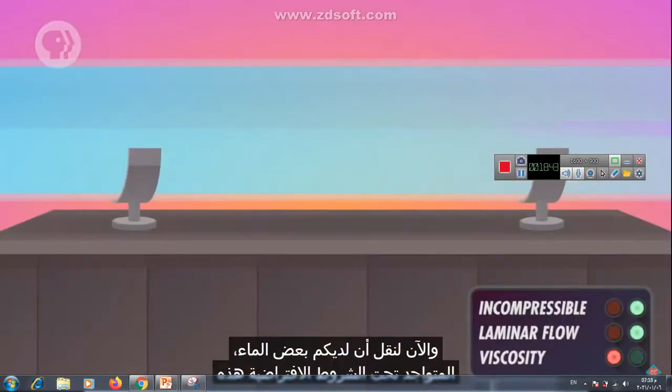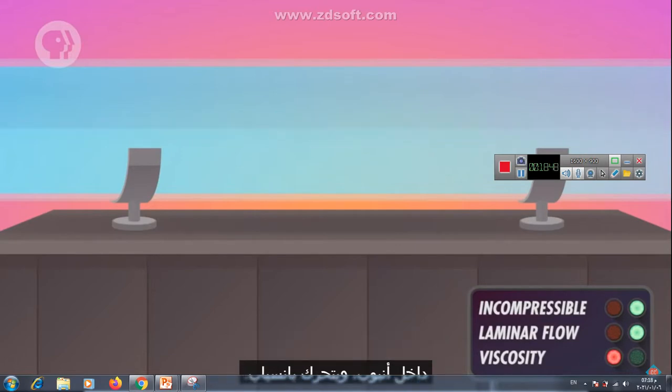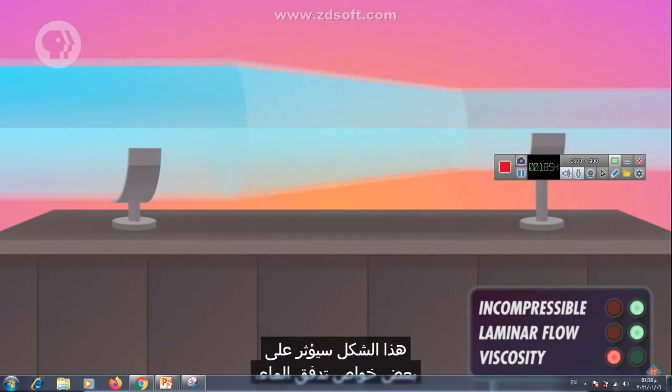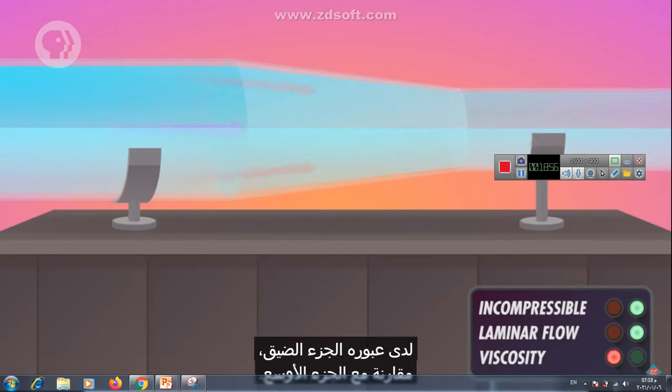Now say you have some water which exists under all of these hypothetical conditions in a pipe moving along smoothly. This pipe narrows about halfway through so that one end is more narrow than the other. This shape is going to affect some of the properties of the water's flow as it passes through the more narrow side of the pipe compared to the wider side.